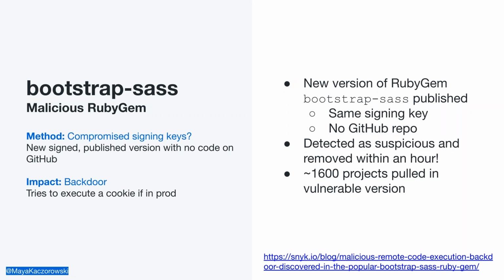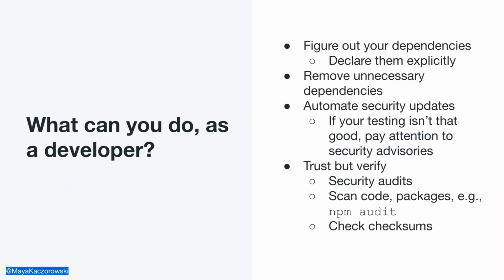And there's lots and lots of other examples I can go into here, but for the sake of time, we'll stop there on the examples. Okay, so now that we have a better idea of what's actually happening in the wild, let's talk about what we can do as a developer.